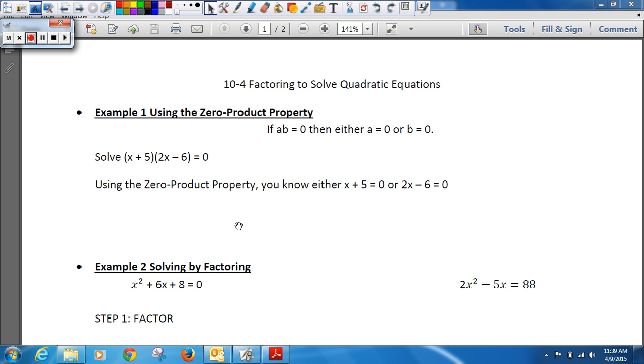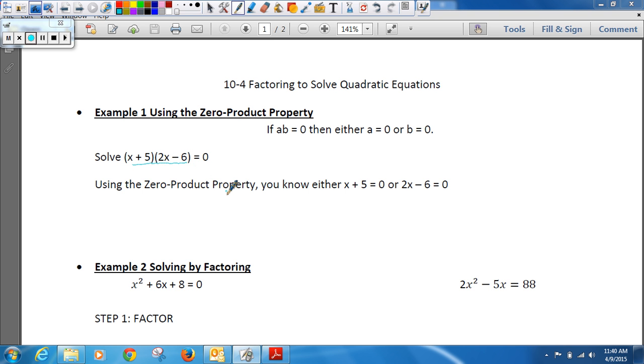Okay, so today we are still solving quadratic equations. Today, though, we are going to have to factor in order to solve equations. The first way we are going to do it is to use what is called the zero product property. So if we look here, this one's already factored for us.